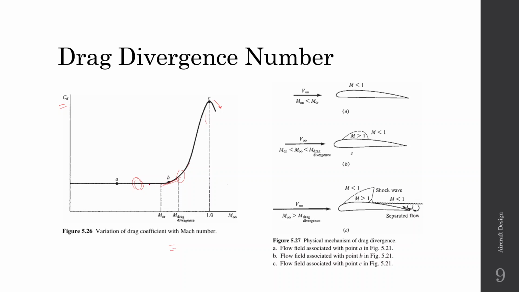So if you fly below the drag divergence number, then the drag is low and it is not dependent on the Mach number. Okay. But after a point of time, the drag rises quite sharply, and this point is called the drag divergence number. It is defined as the Mach number where dCd by dM is equal to 0.05.